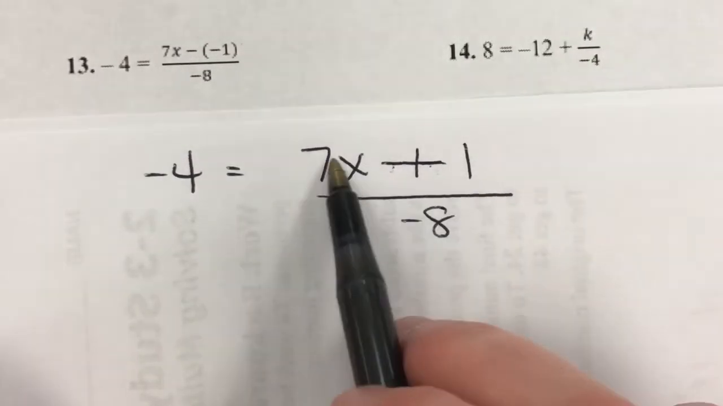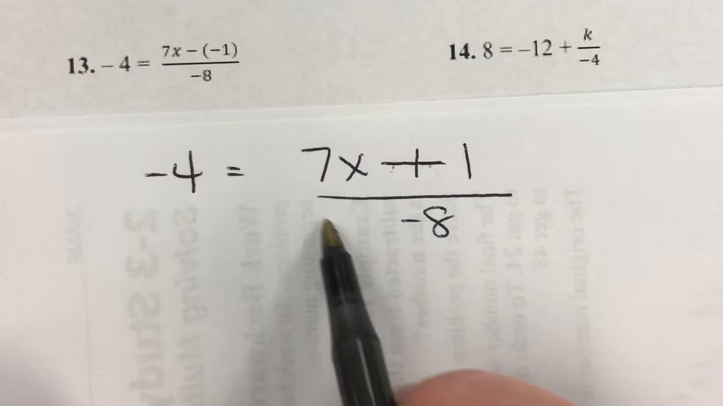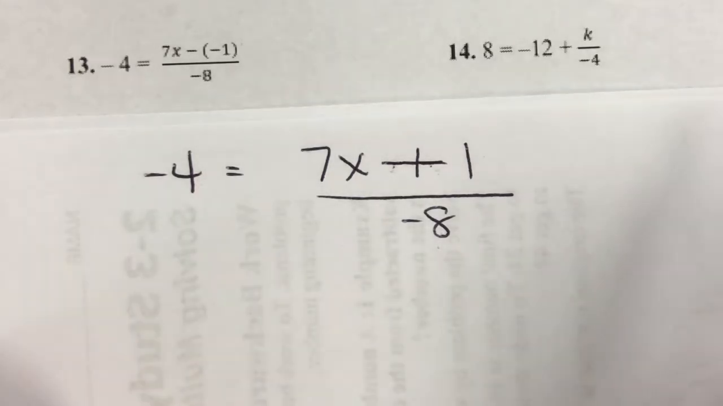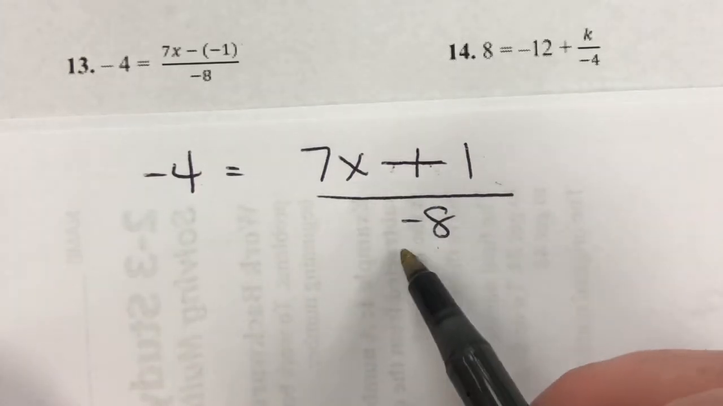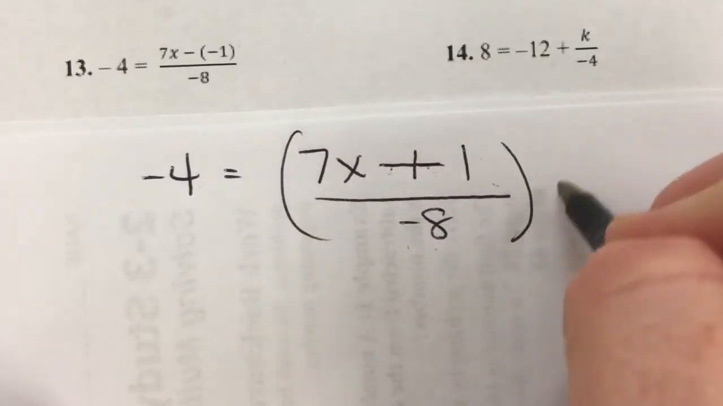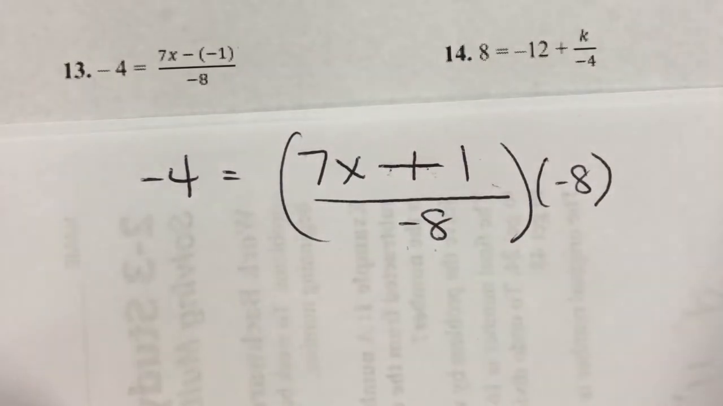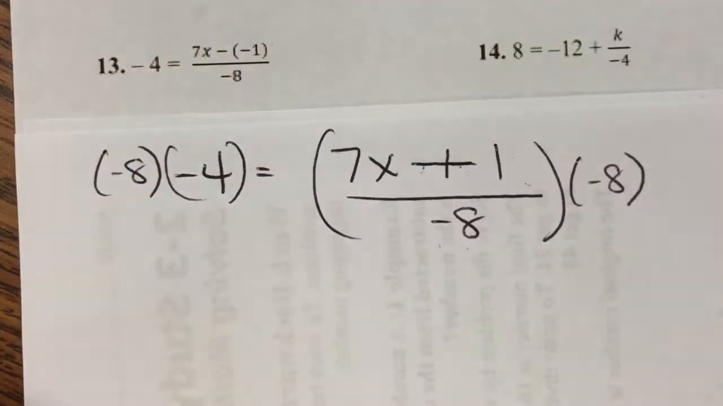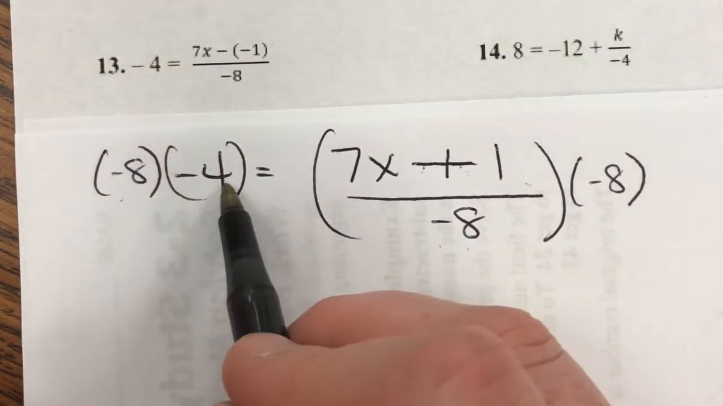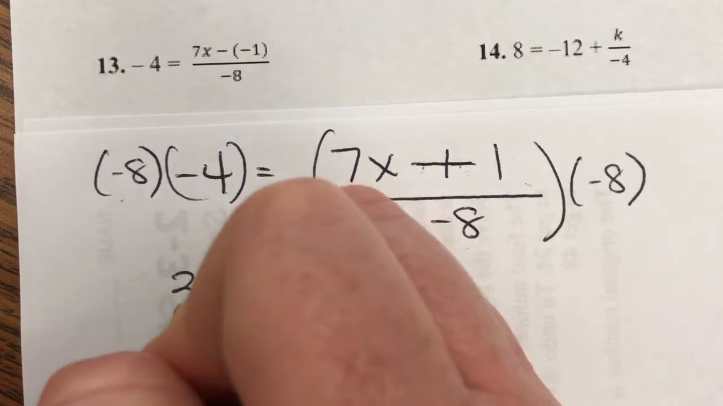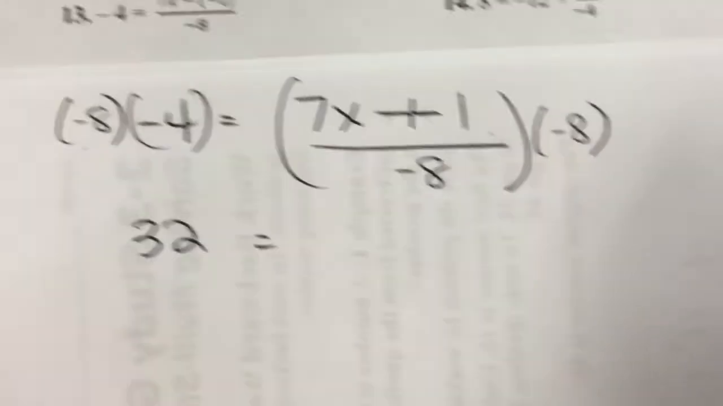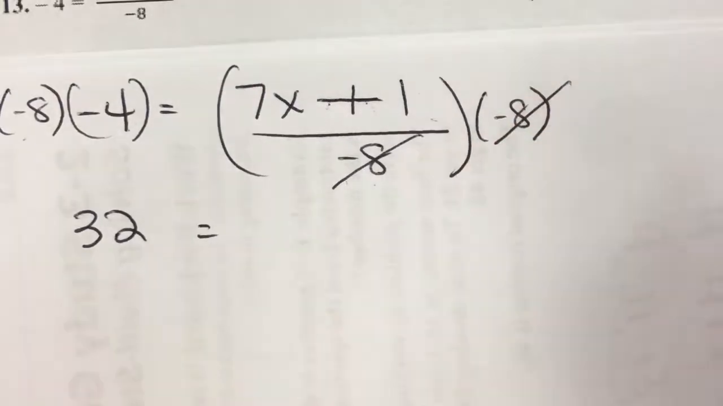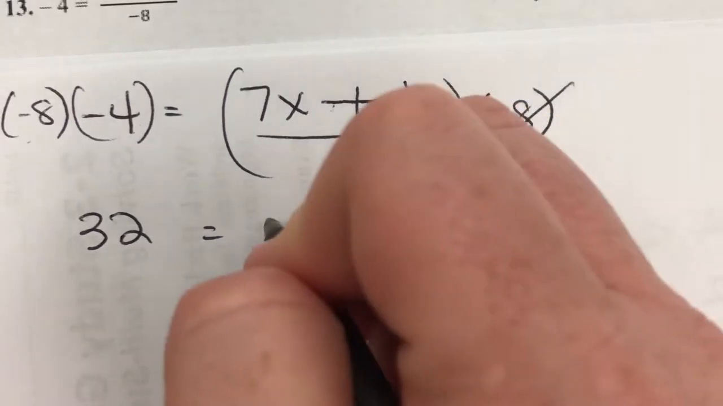Okay, so now I'm looking at 7x plus 1, all divided by 8 equals negative 4. To get rid of divided by negative 8, I'm going to multiply by negative 8. So I got to multiply the left side of my equation by negative 8. A negative times a negative equals a positive. These negatives cancel each other out, so I'm left with 7x plus 1.